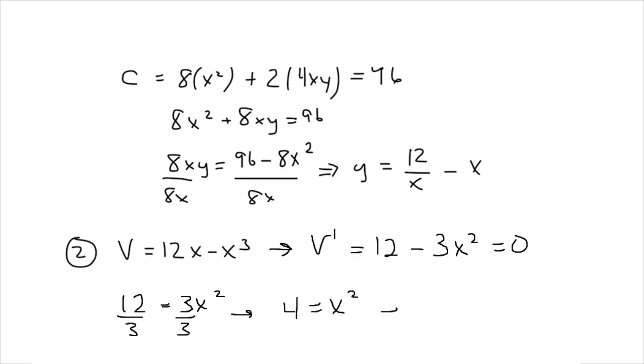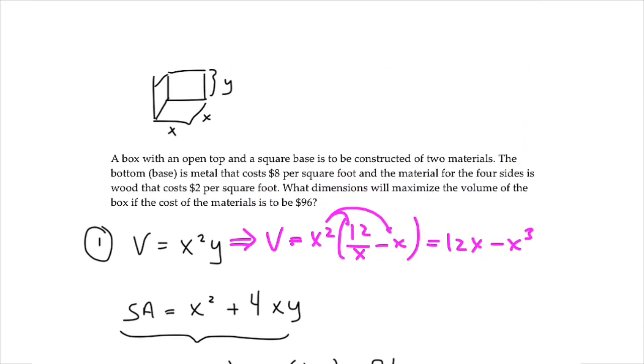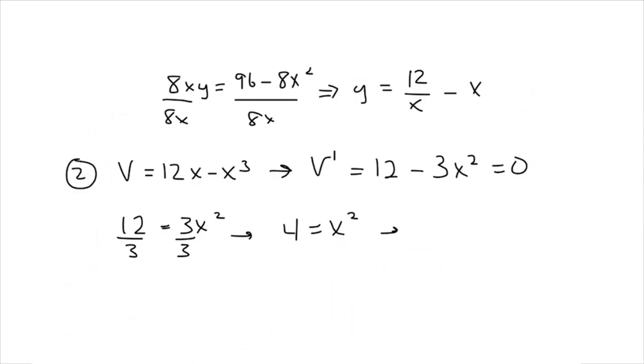X squared. Now I know technically that gives us x is plus or minus 2, but this is a box, right? It can't be plus or minus 2. It's just 2. So I know the dimension x has got to be 2.